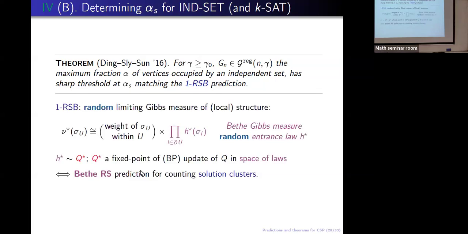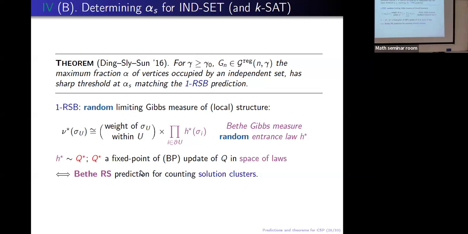called the 1RSB, or one replica symmetry breaking. It suggests, again, a limiting Gibbs measure of a local structure, which is a Gibbs measure on a graph. The difference is that now, instead of putting here H star, some fixed numbers, some fixed probability measure over the sigma takes 0 and 1. So H star is just a probability for getting a 0 and probability for getting a 1. But in this model, the number here is itself a random number.